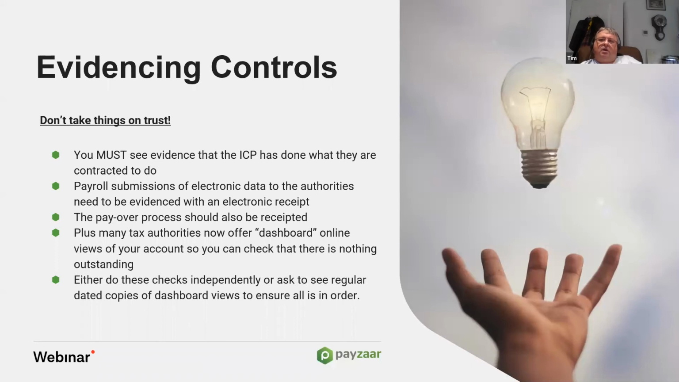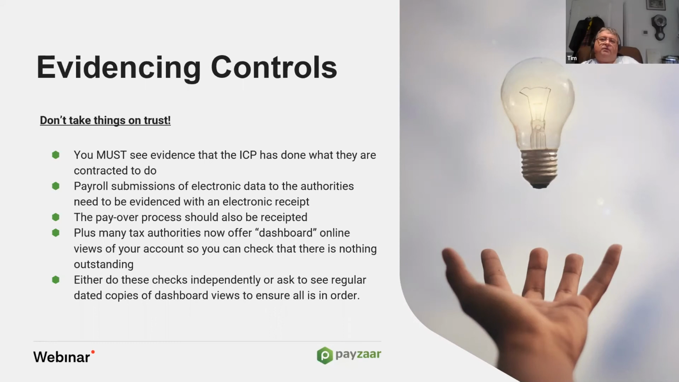And finally, these days, because of all the online facilities that exist, most tax authorities will have some form of dashboard available to employers. So we should be able to go online on that dashboard, view the account, and make sure that all the transactions that we think have happened have actually gone through. Whether you do that yourself independently or whether you simply ask to see screenshots of it from your payroll provider, I'm not much bothered which way you organise things, as long as you do this.